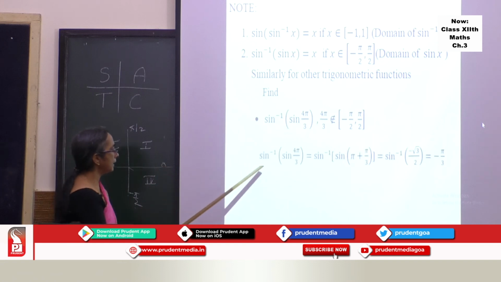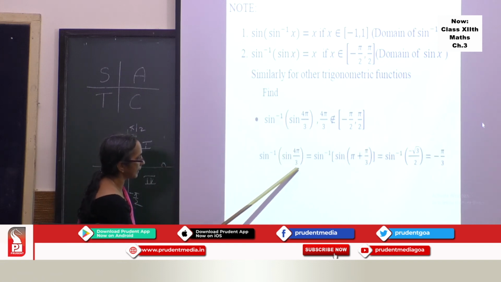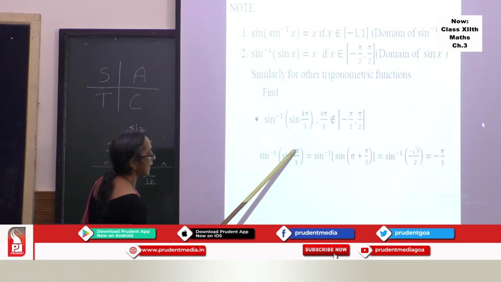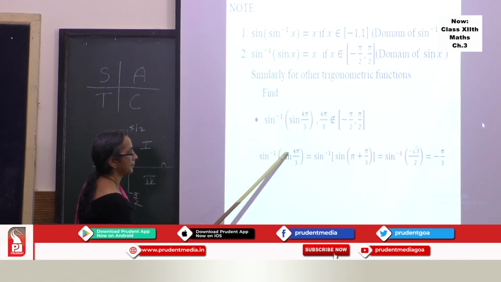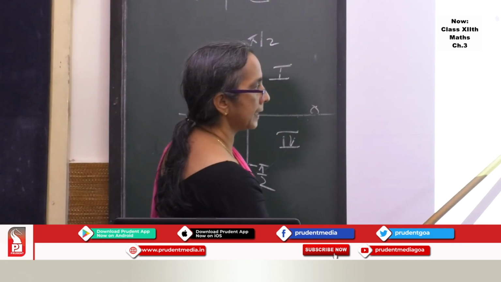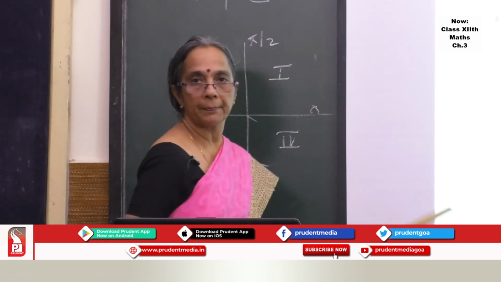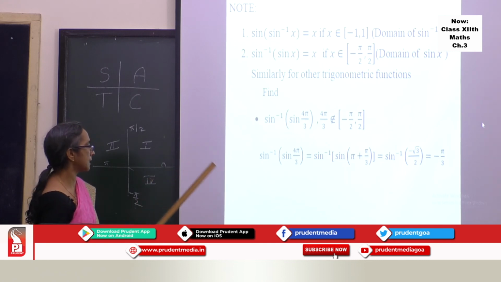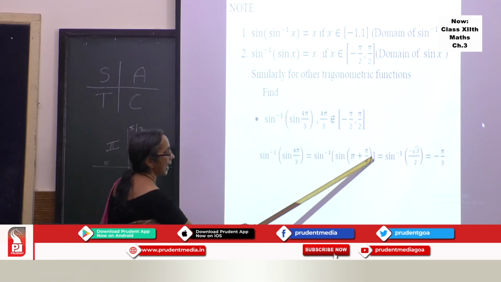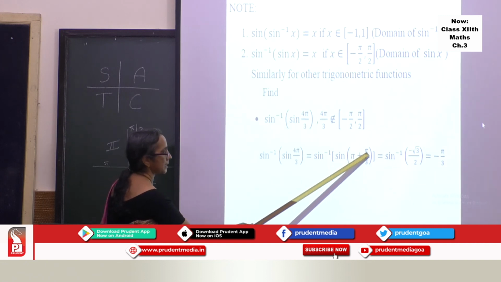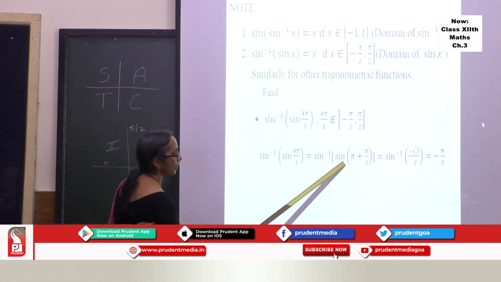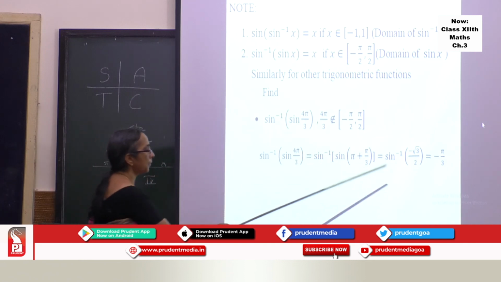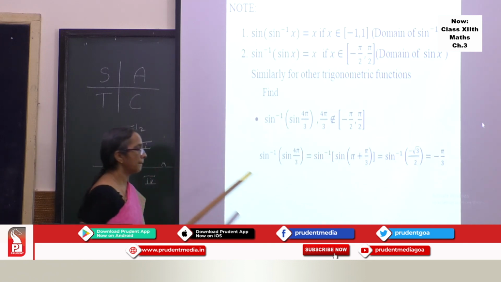Here sine inverse of sine of 4 pi by 3 is sine inverse of sine of pi plus pi by 3. It is an angle in the third quadrant. Pi by 3 is 60 degrees, so 4 into 60 is 240. So it is an angle in the third quadrant, pi plus pi by 3. So sine of pi plus pi by 3 is minus root 3 by 2. Therefore, the answer is minus pi by 3.